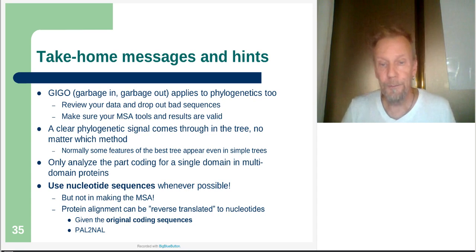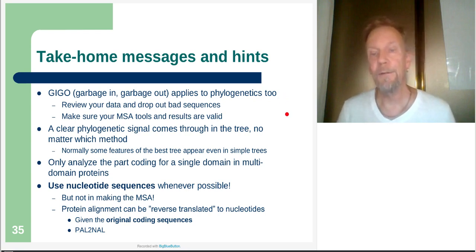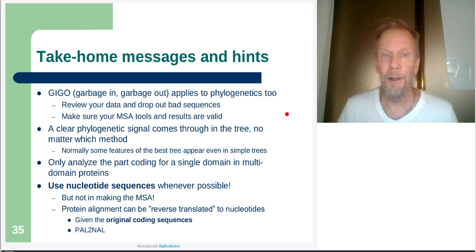And so, just some more advice before I conclude this part of the lecture. It's important that you have controlled data. If you have garbage in, you're obviously getting garbage out. If your sequences are not homologous or if they are misaligned, the trees are not going to be reliable.